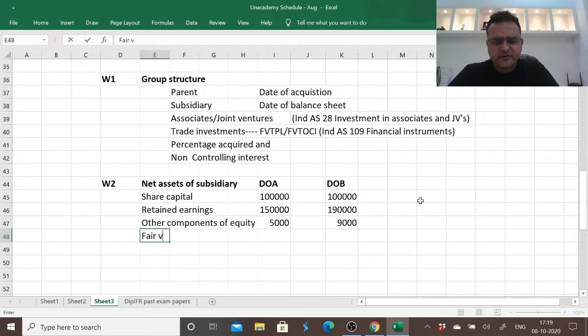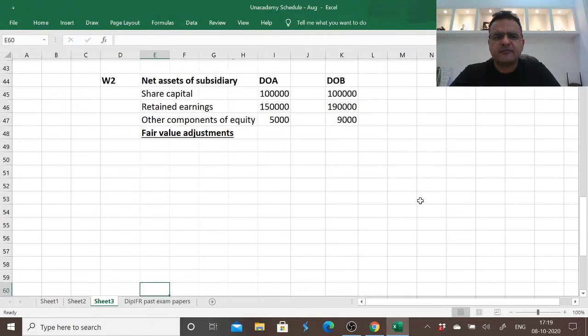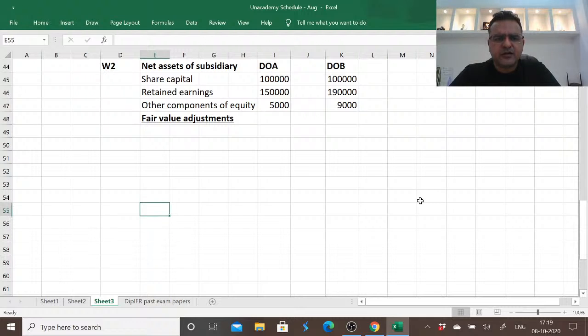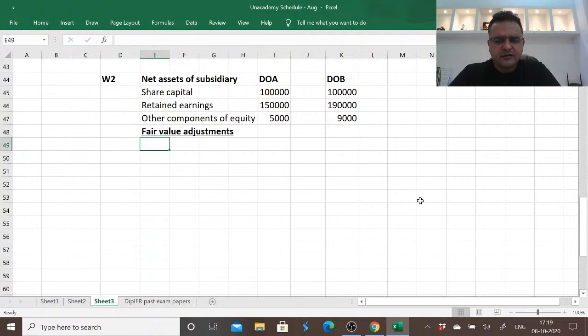Then there are fair value adjustments. This is a requirement of Ind AS 103 Business Combinations, that we need to fair value all the assets and liabilities on the date of acquisition. In that we will get to know that land is higher by 50,000. On date of balance sheet, since it is a non-depreciable asset, it remains the same. Plant and machinery is higher by 40,000, but the remaining useful life is 8 years.